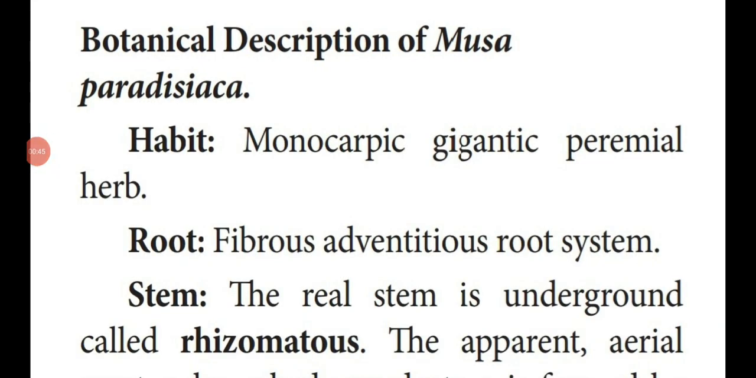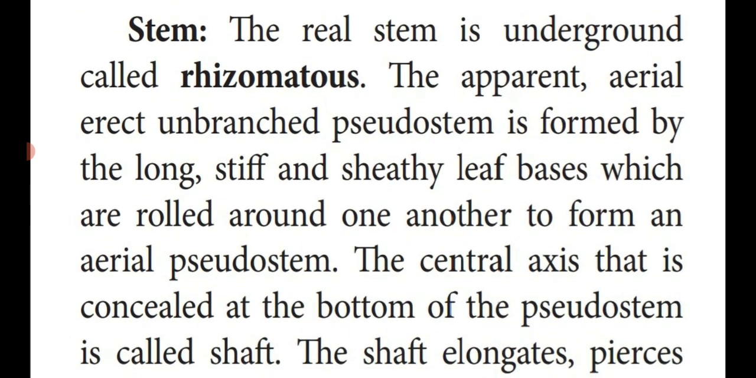Dear students, botanical description of Musa paradisiaca. It is a gigantic, perennial herb. We already studied in the general character. Root: it's a monocot family, fibrous adventitious root system. Stem: whatever you studied in the general characters, the real stem is underground, called rhizomatous.